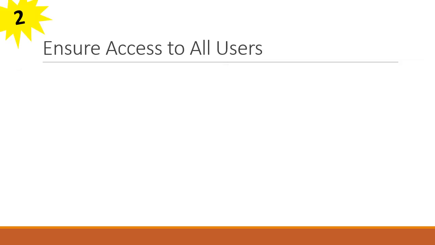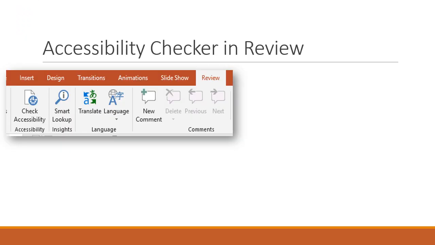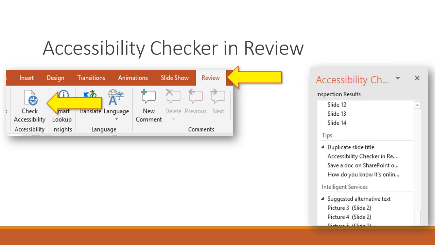The next cool tool ensures access to all users, and that is the accessibility checker. Now, of course, we've always had it, but it was buried in File, and now it's under the Review tab. It'll tell you what slides or pages might have issues for people who see things differently.